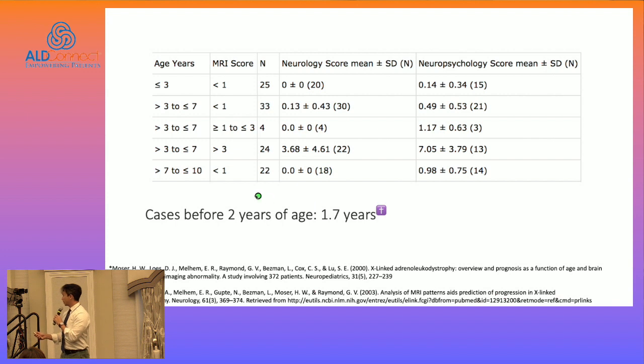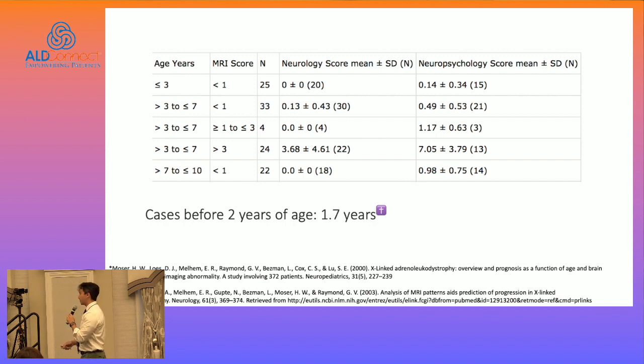Oh, cool. So what you'll notice is in higher incidence patients, age incidence, when you're between the ages of 3 and 7 and you have an MRI score less than 3, at least in his group, his patients weren't symptomatic. And then something happens. When you get to a score greater than 3, all of a sudden there's a jump in the symptoms. But that doesn't give you timing.